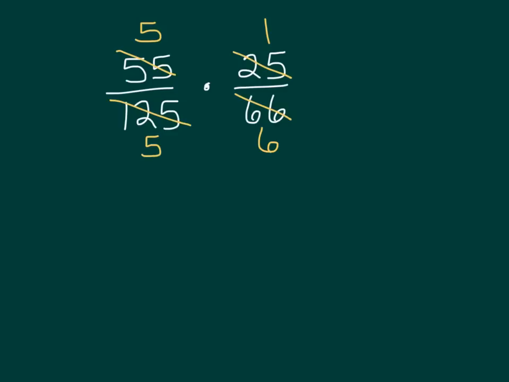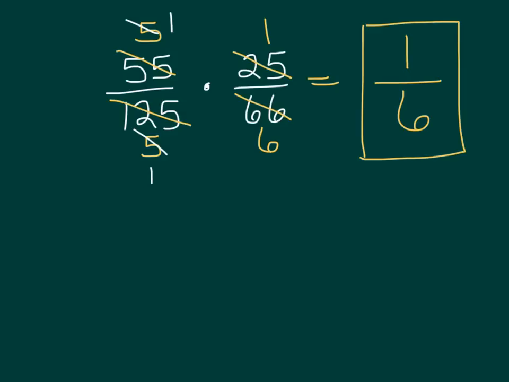Now, if you look here, going up and down, 5 divided by 5 is 1. Now I can multiply straight across. 1 times 1, that gives me 1. And 1 times 6, that gives me 6. So my final answer is 1/6.